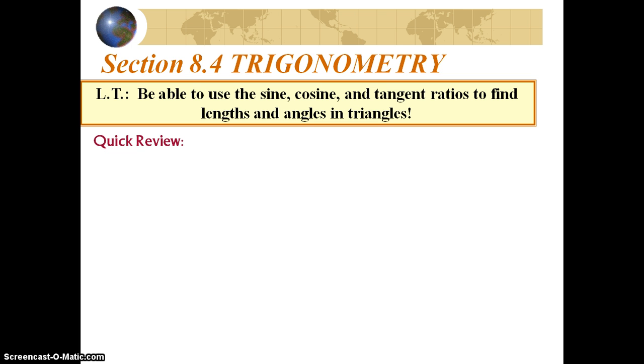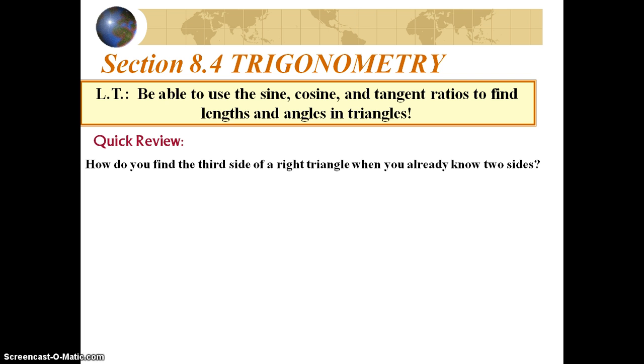So first let's start with a quick review. How do you find the third side of a right triangle when you already know two sides? Well, if you're only missing one side in a right triangle, you can always use the Pythagorean theorem to find that third side. A squared plus b squared equals c squared.